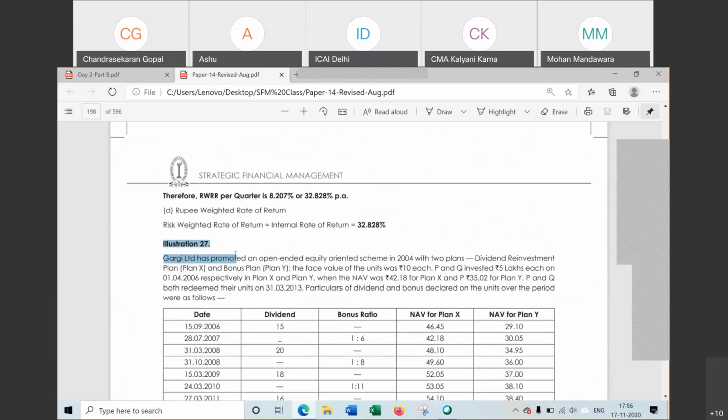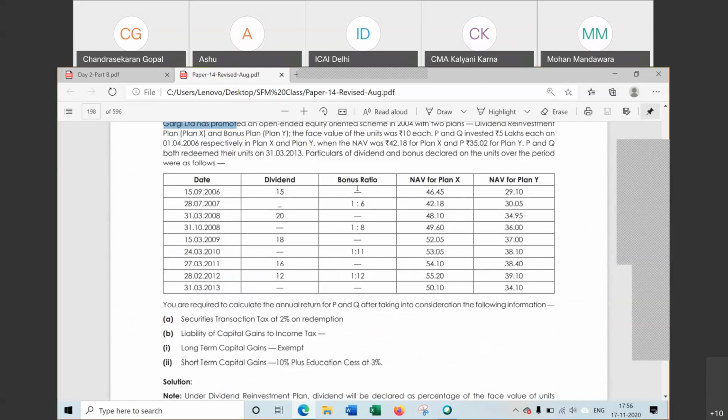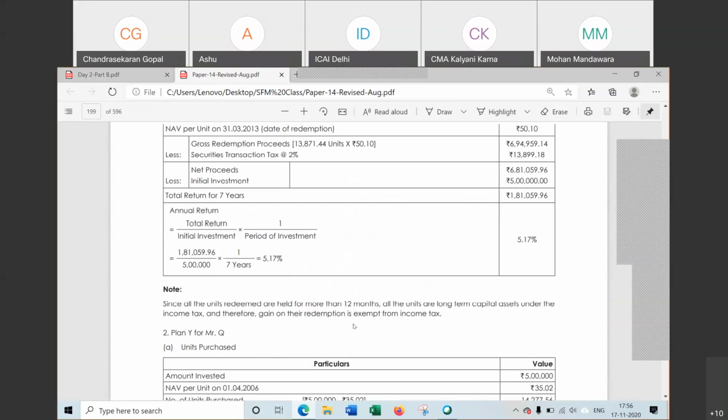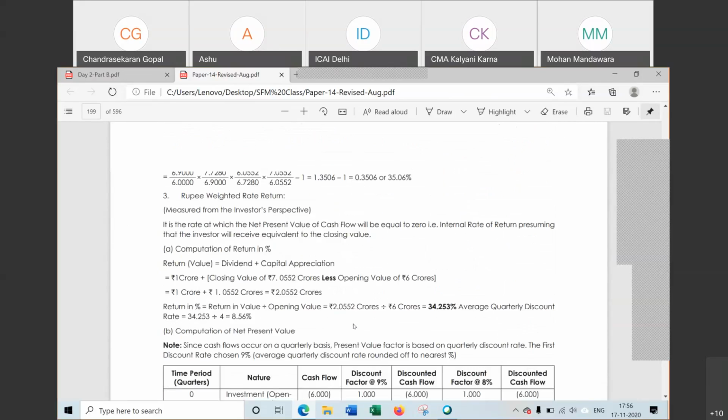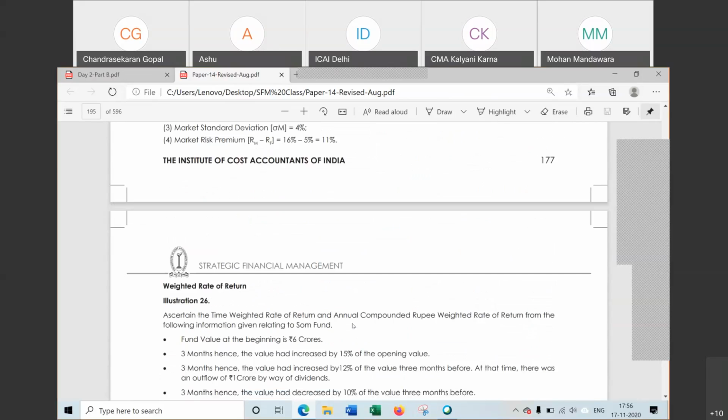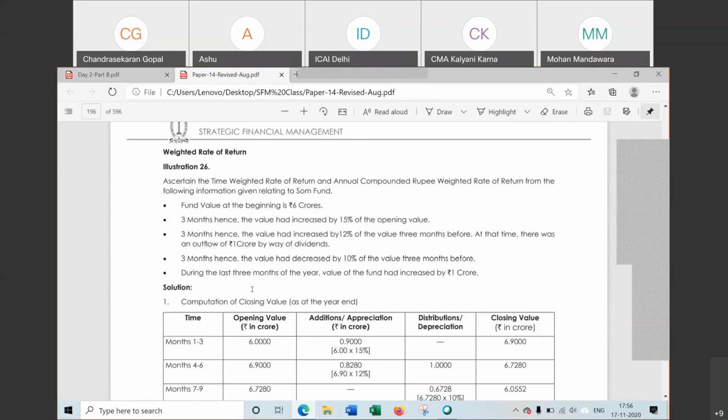Question 27 has a bonus issue, so you will look at the bonus issue. If any doubt arises, let me know for the bonus issue. Only one question was there for rupee weighted and time weighted. If there is any other question, you can tell me. Practice this question 26, time weighted rate of return.